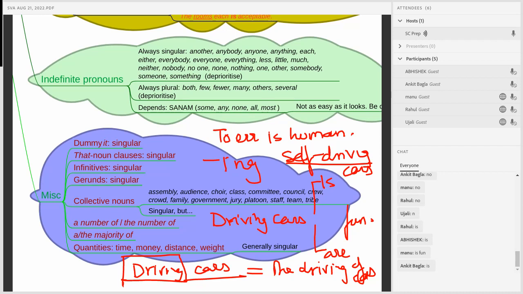Quick check. Is everyone comfortable with this? All right. I've received 4 yeses, and Ujali is also saying yes. Perfect. So everyone's on board.